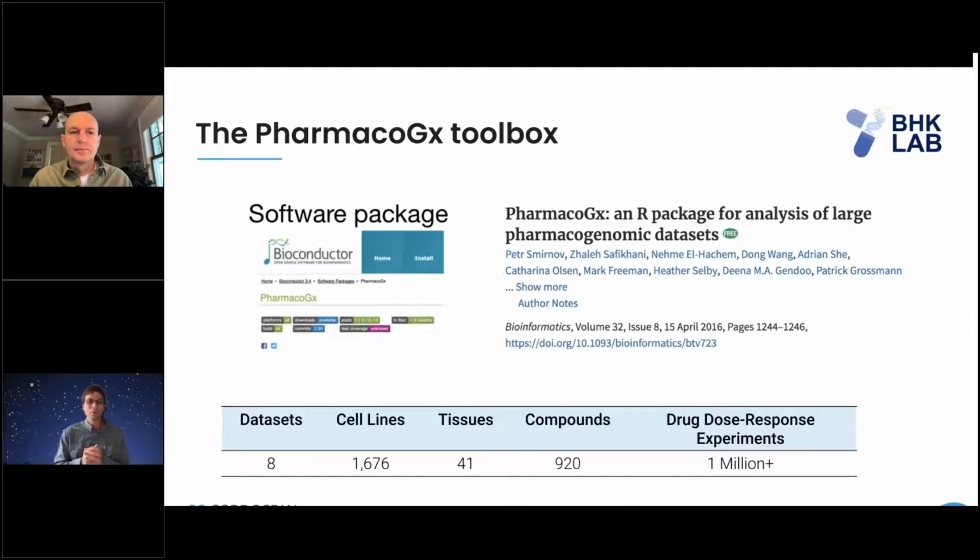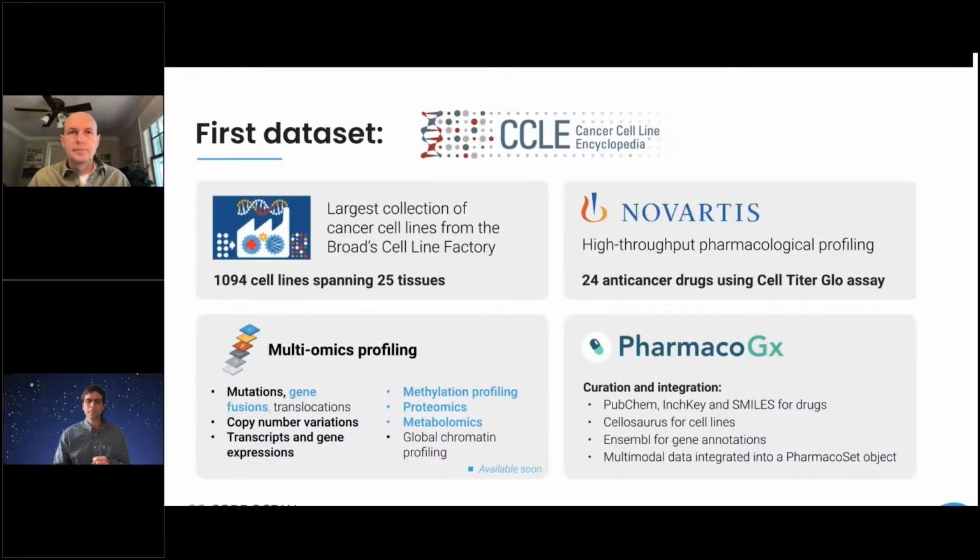And so in the lab, we've curated 8 data sets so far, and there is much more coming. And that represents a very large panel of more than 1,600 cell lines coming from 41 different tissue types. It's almost 1,000 compounds that have been tested on those cell lines, and that represents more than 1 million drug dose response curves. So the combination of those data sets really represents a massive data compendium for biomarker discovery.